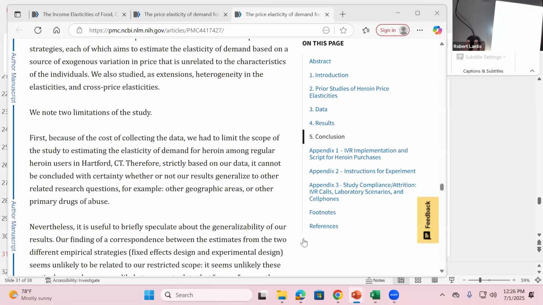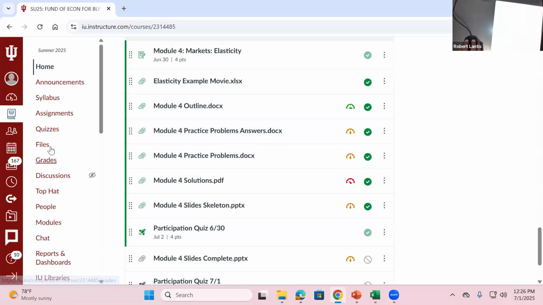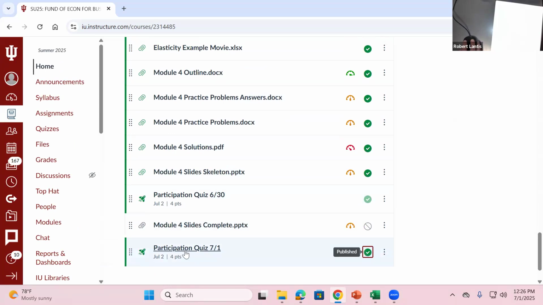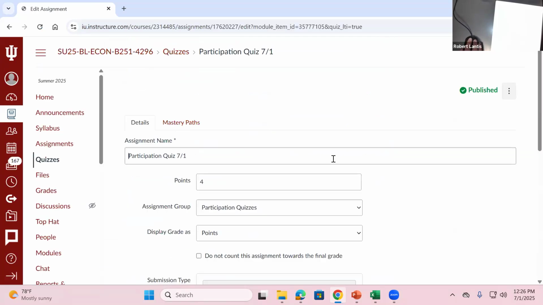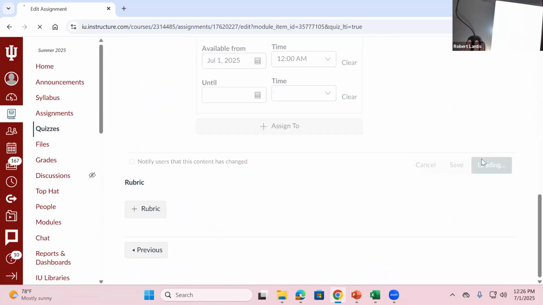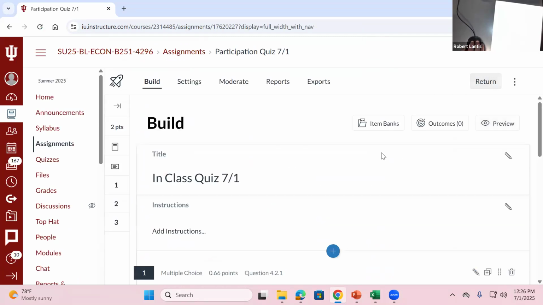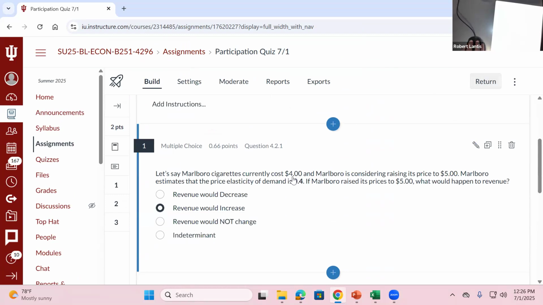We've got 5 minutes left. So let's go down here. We'll use the last couple minutes to quickly go through the quiz questions today. Shouldn't be anything crazy. So the very first question: if I've got cigarettes and the current price is $4, we're raising the price to 5. If I have a price elasticity of demand of 0.4, this is telling me that demand is what?